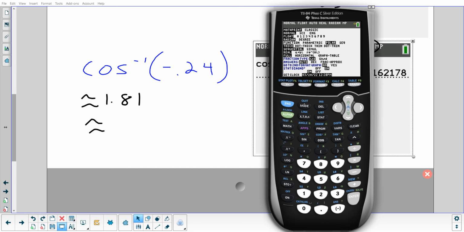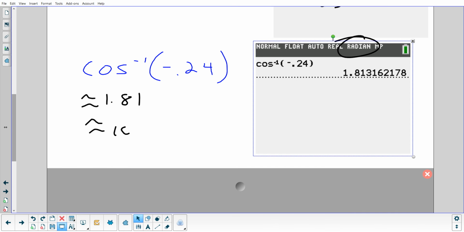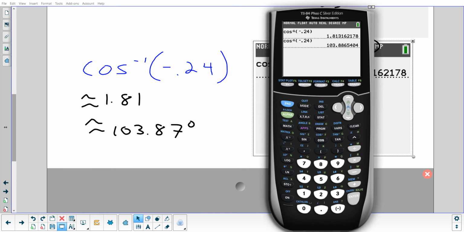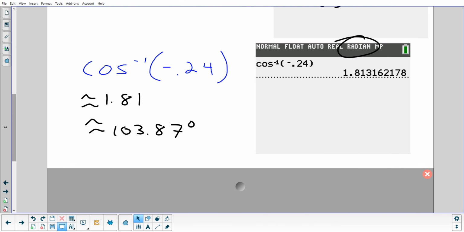So mode, change to degrees. 103.87. And if you want to check it, I mean, it'll take you about 5 seconds to plug it in and check it. Take the cosine of 103.87. You get roughly negative 0.24. That's exactly what you were supposed to get.